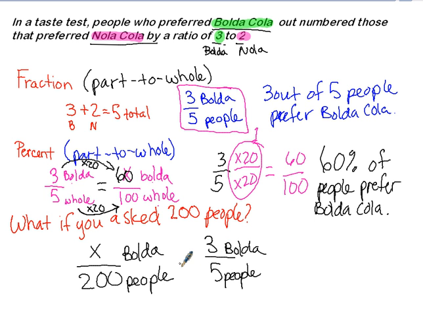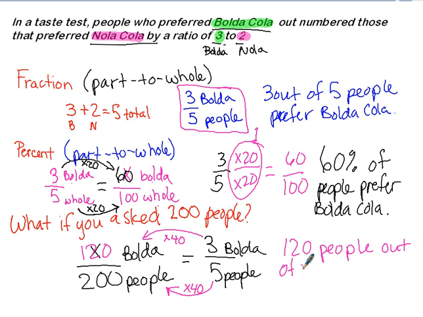So if we asked 200, we would again say how many groups of 5 people are in 200. Since there was 20 groups in 100, then there must be 40 groups of 5 people in 200, which means there's 40 groups of 3, giving us 120 people that like Bolda Cola. If we wrote that in a statement, we'd say 120 people out of 200 prefer Bolda Cola to Cola Nola.